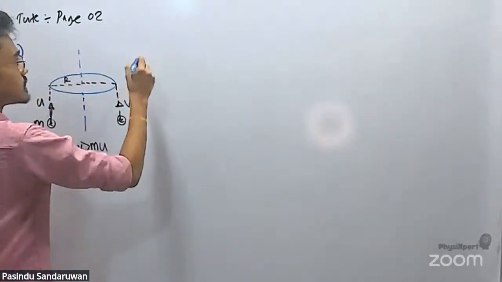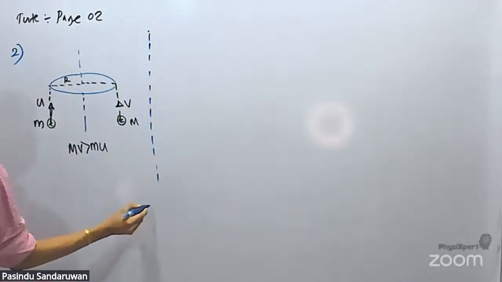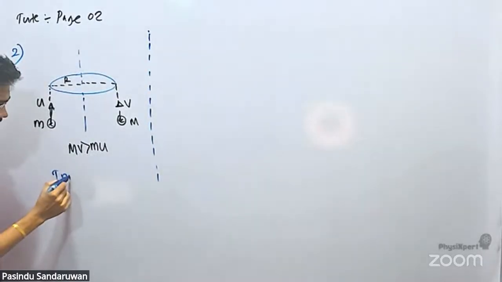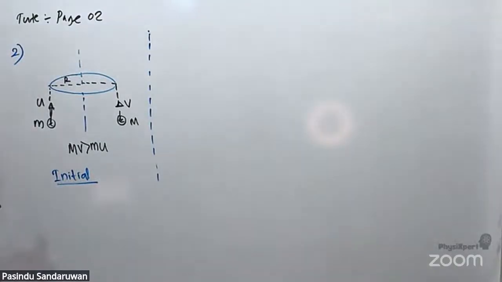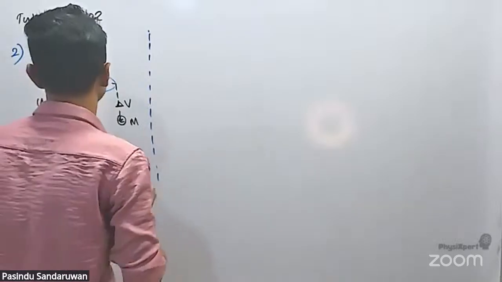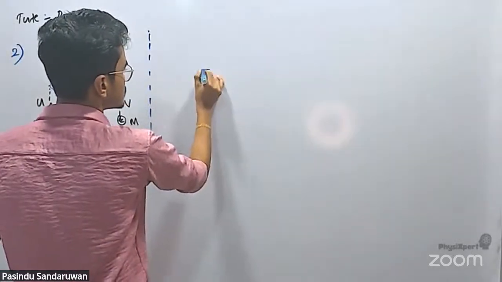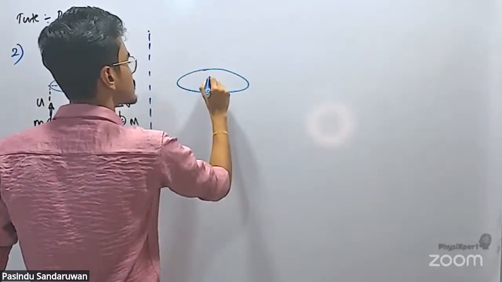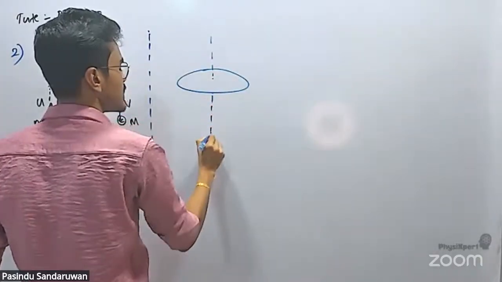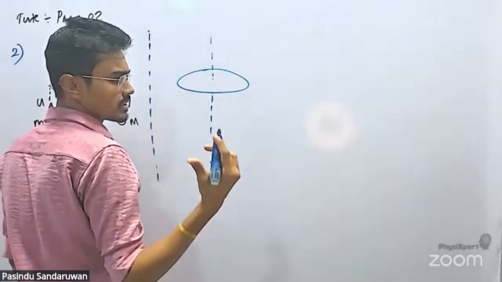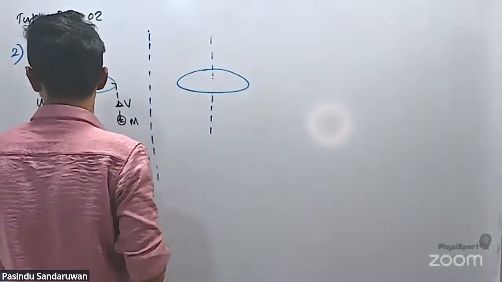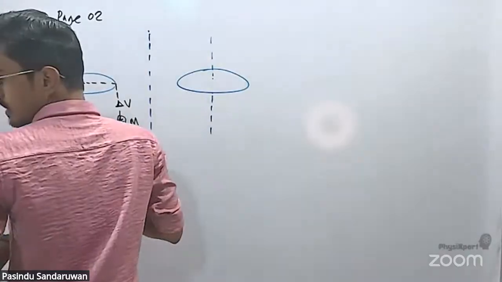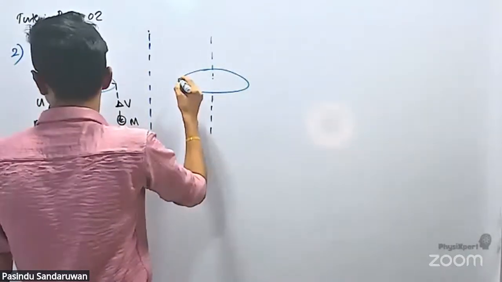This is the initial scenario. If there's anyone else who has got the soft copy through the channel, you can put it to the Zoom chat. That is fine. The circumference, then simple m and capital M.